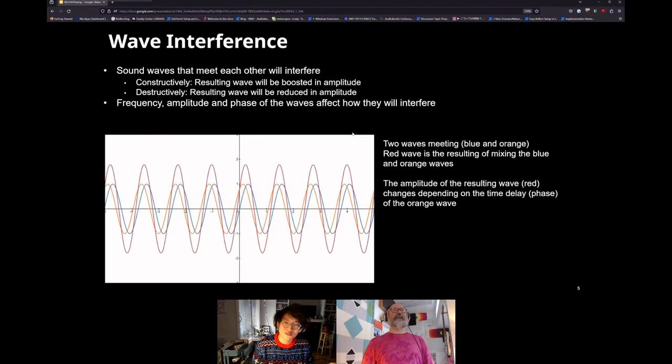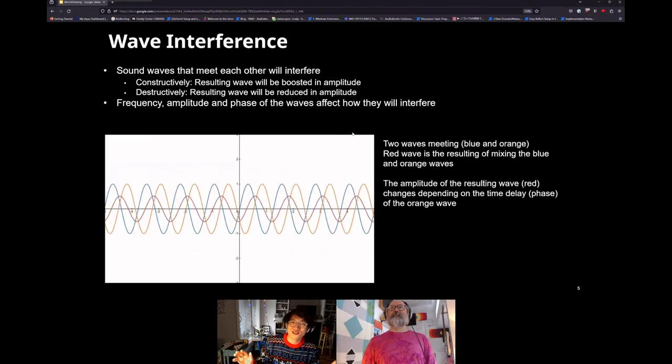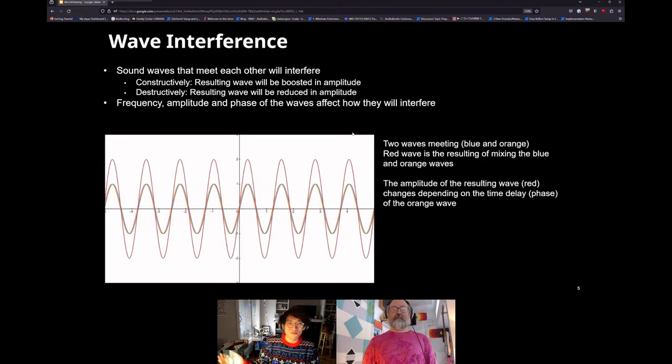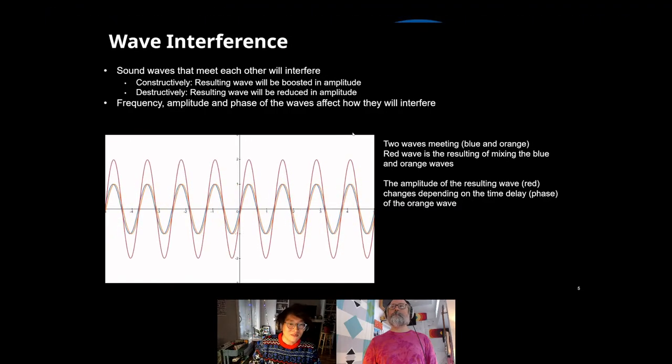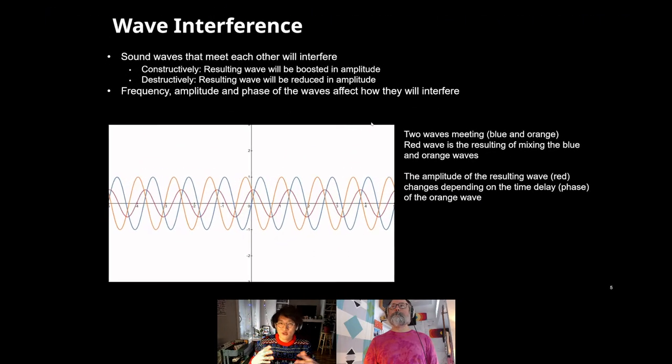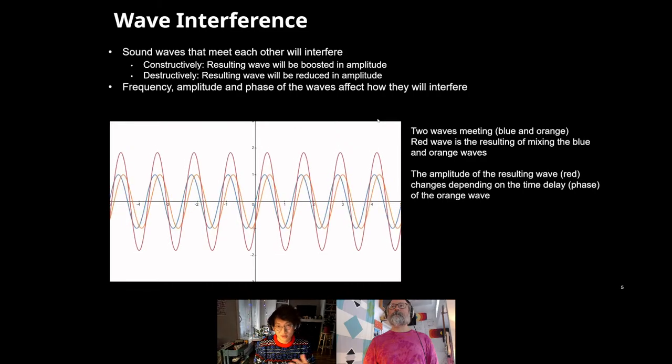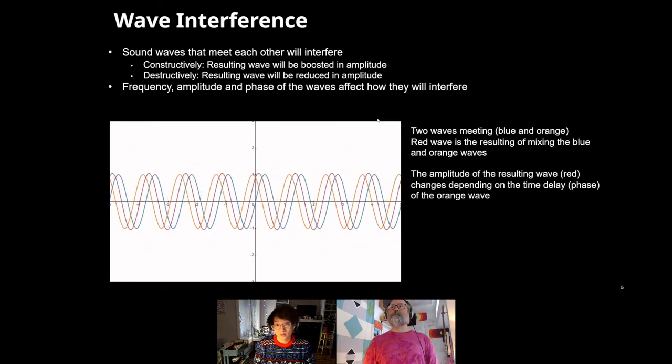We were talking about wave interference. That's right. So we need to talk about wave interference. Why? Because that's exactly what phasing is. If you have two waves that meet, there's going to be interference. It's going to be one of two kinds.